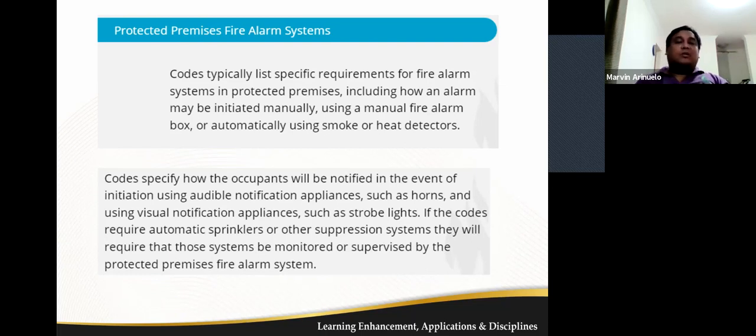But anyway, the code specifies how the occupants will be notified in case of initiation: the audible notification appliance such as a horn, and the visual notification appliance such as a strobe. In some applications, they come together. If the occupancy requires an automatic sprinkler or other suppression device, the code will require those systems be monitored or supervised by the protected premises fire alarm system. So it's like this, guys, you know, like pre-action.